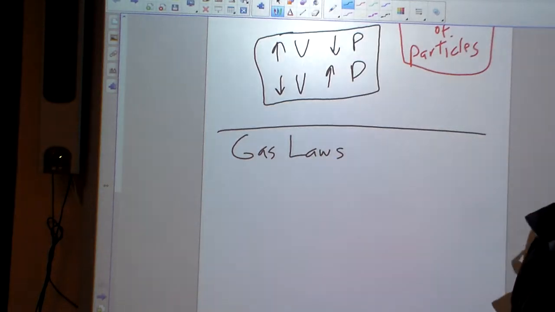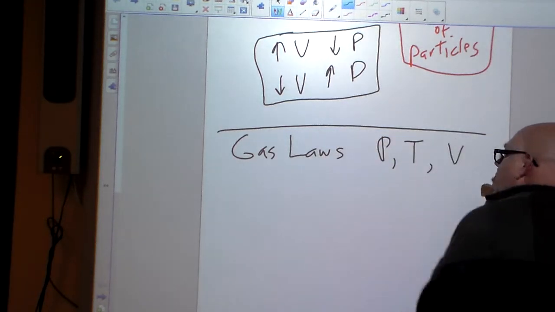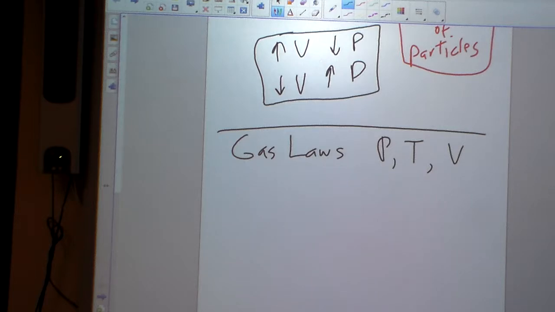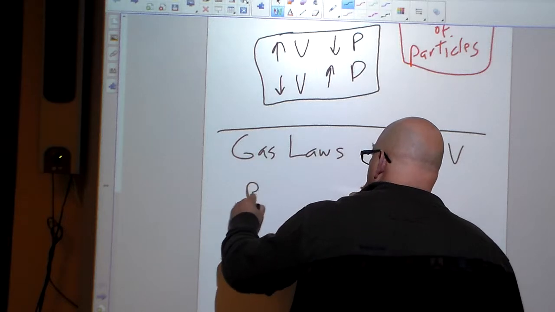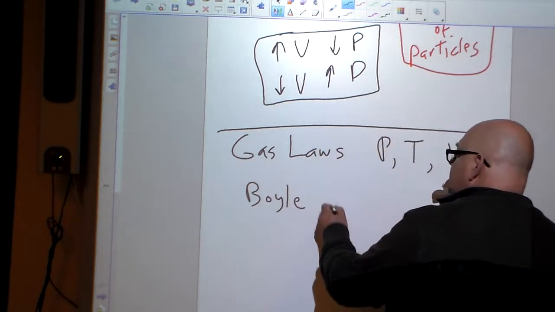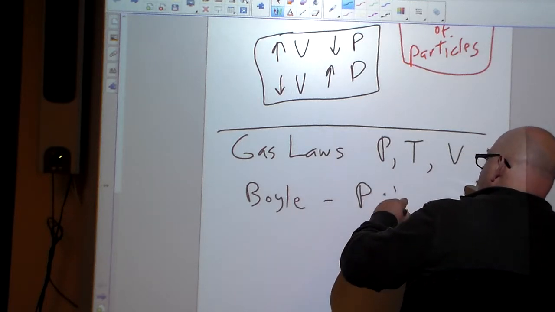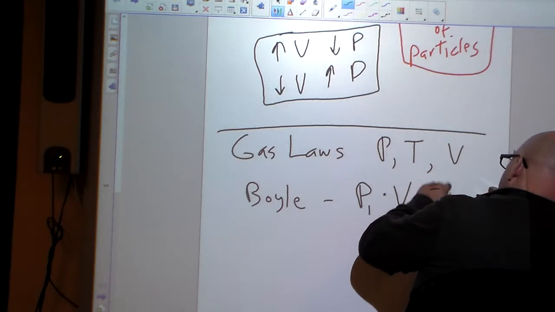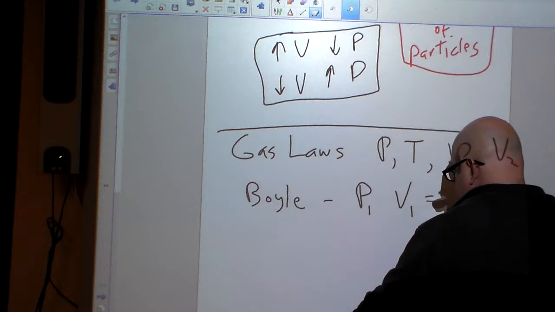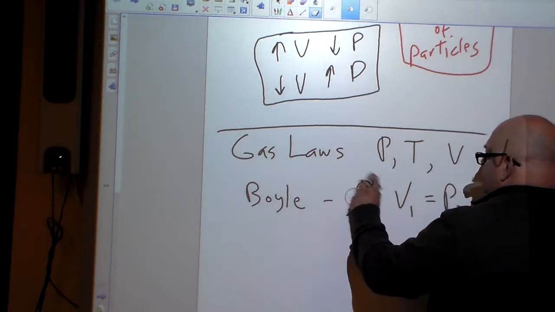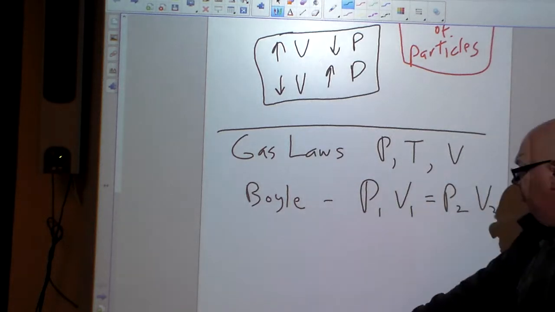With the gas laws, there's a few things we have to look at: pressure, temperature, and volume. Those are the three basic things. We can talk about Boyle's law. Boyle basically said, keep the temperature the same, then P1 V1 is equal to P2 V2. So pressure 1 times volume 1 is equal to pressure 2 times volume 2. That's Boyle's law.